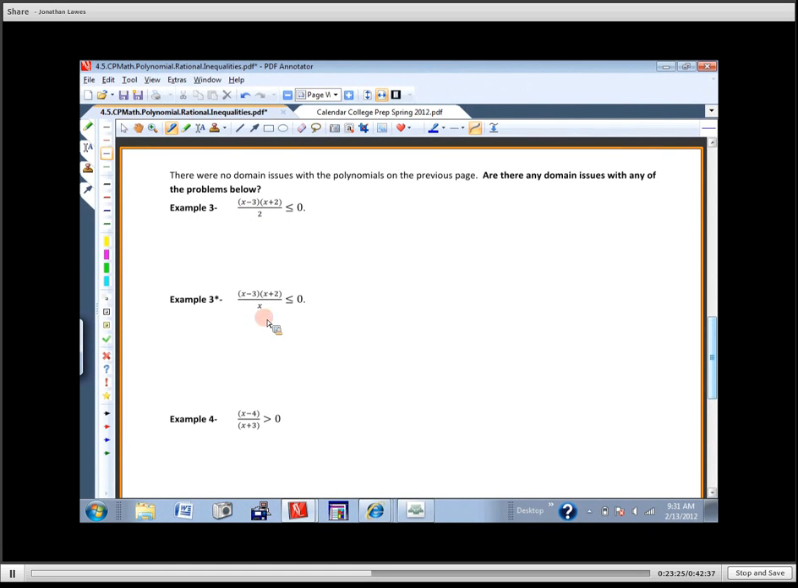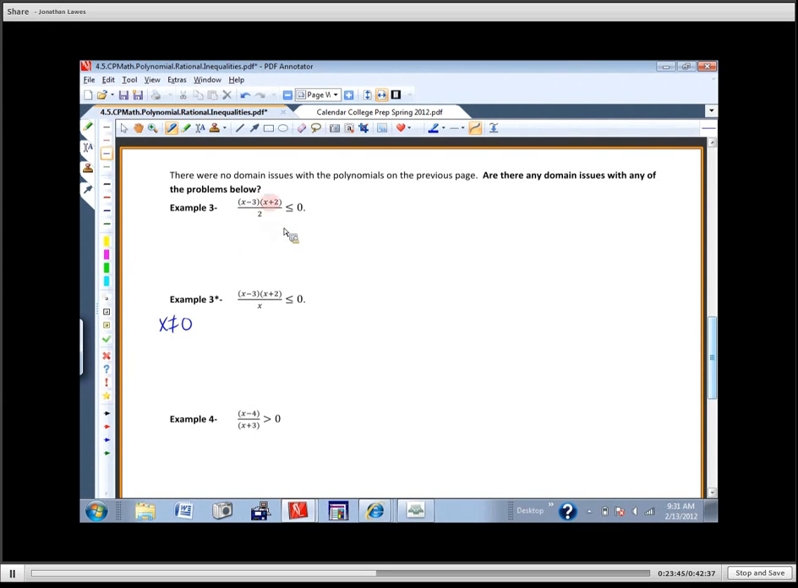How about this one right here? Yeah, what would we have to throw out? We'd have to throw out a 0. Right from the get-go, if you've got a rational function, you want to look at it and you want to figure out what are the domain issues. I don't have any of them here. I got some there. So this problem right here actually is not too bad to solve.